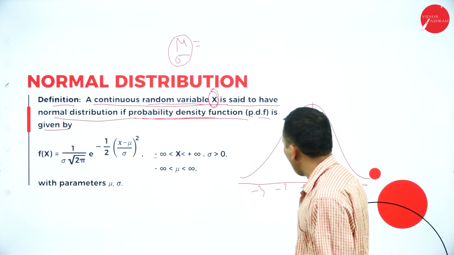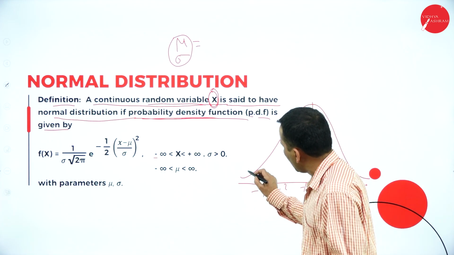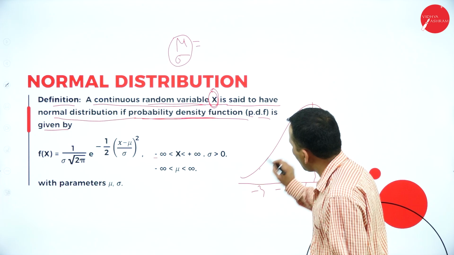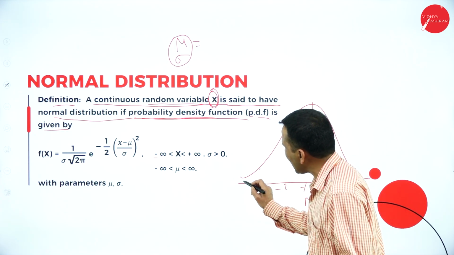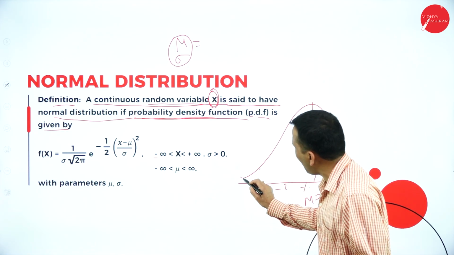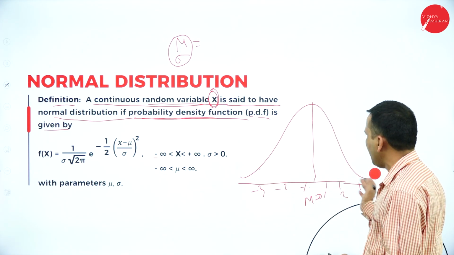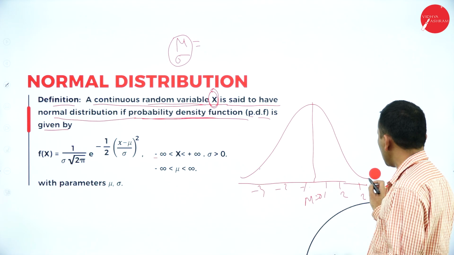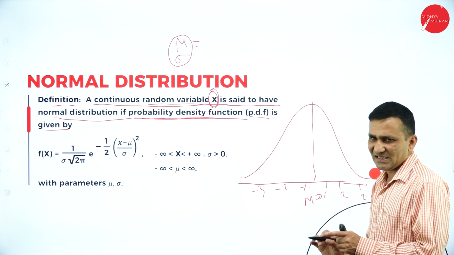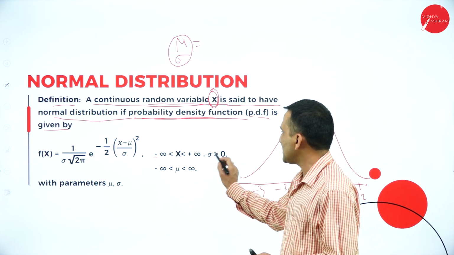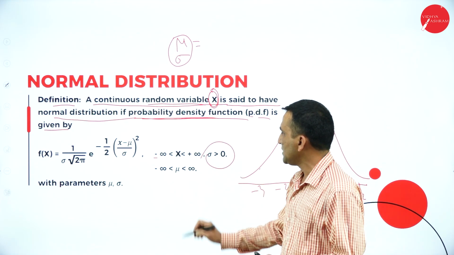So here, minus infinity, this curvature is not touching. This bell shape is not touching the x-axis, so that is minus infinity. Even if you go to the positive side, towards infinity, this bell-shaped curve is not touching the x-axis, so that is plus infinity.